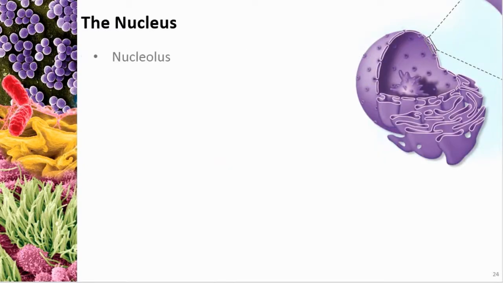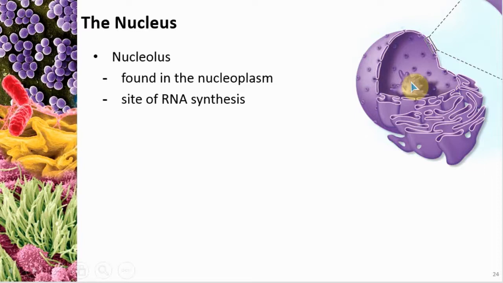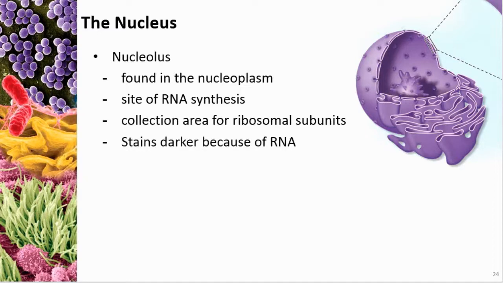Inside of it, we have the nucleolus, which is this little ball right there. This is the site of RNA synthesis. So this is where we're using DNA to make a copy of RNA. It's also the collection area for the ribosomal subunits, the rRNA that we will then send out to make a ribosome. And when you stain a cell, this stains darker because of the higher density of RNA that's in there, and so it takes the stain.